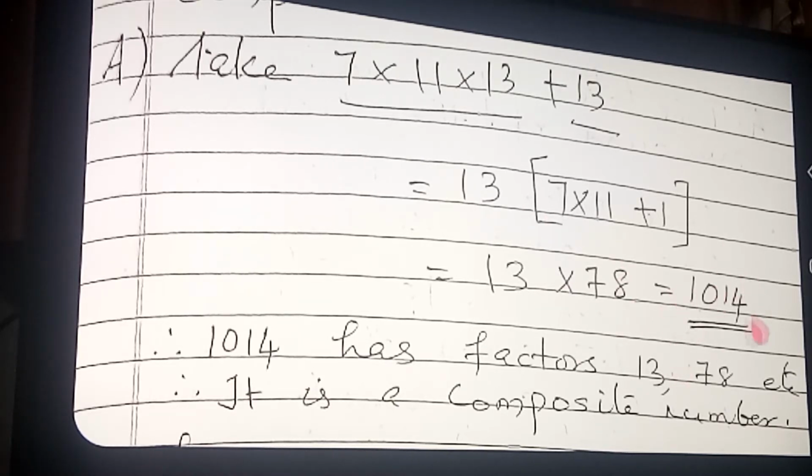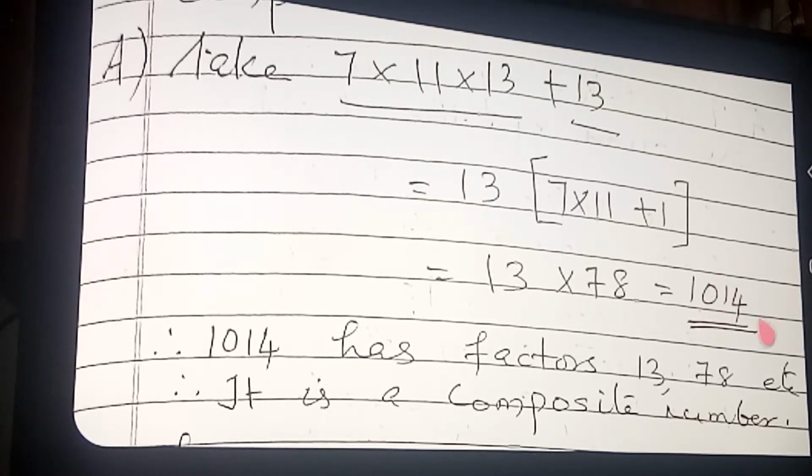This type of number we call a composite number. It has factors other than the number and 1 itself. So 1014 has factors 13 and 78, etc. Therefore it is a composite number. When more factors come, it is a composite number.